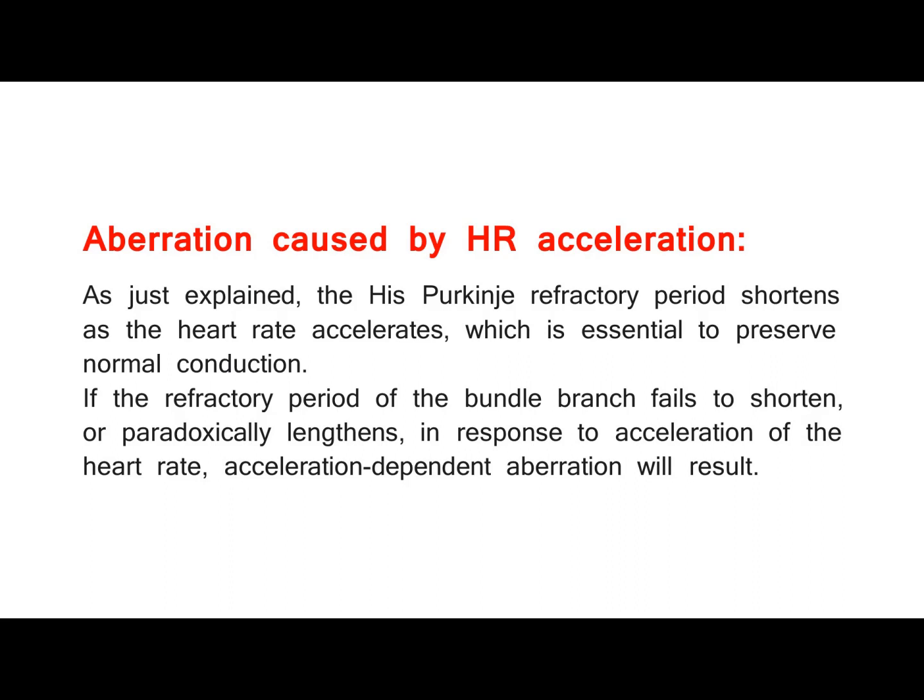Aberration caused by HR acceleration. As just explained, the His-Purkinje refractory period shortens as the heart rate accelerates, which is essential to preserve normal conduction. If the refractory period of the bundle branch fails to shorten, or paradoxically lengthens, in response to acceleration of the heart rate, acceleration-dependent aberration will result.